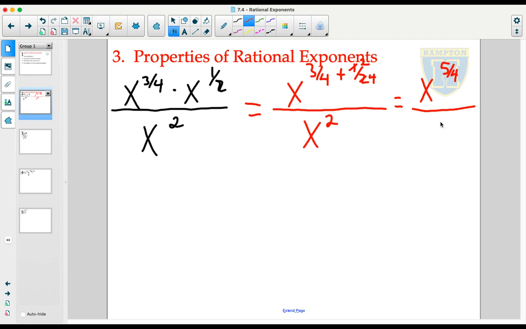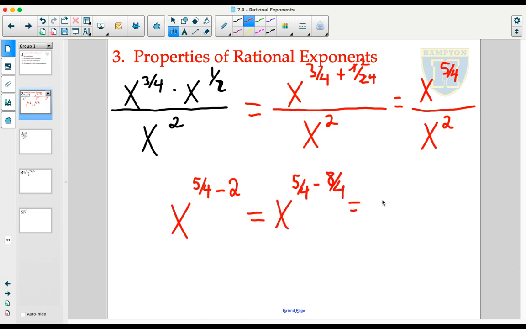Following that with x squared in the denominator, we now have the division of the same base. We're still not done because that base x has appeared twice still. We're going to look at the division of the two and subtract the powers. As suggested since Algebra 1, when we have the same base that's being divided with itself, we subtract our powers. So we're going to have x to the 5/4 minus 2, which is x to the 5/4 minus 8/4, which is x to the negative 3/4 power.